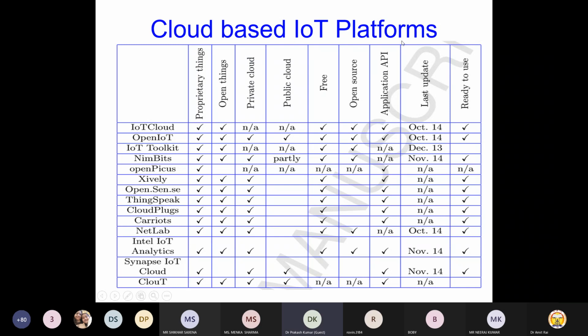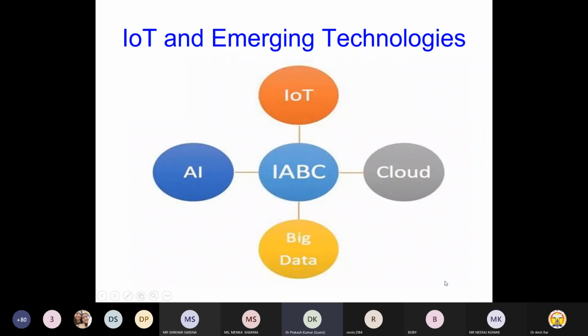Some of the cloud and IoT platforms are IoT Cloud, Open IoT, IoT Toolkit, Nimbits, Open Pickers. They all have their own databases, their own way to store applications, to create virtual machines using virtualization technology, and an online repository of resources and of your applications as images, and so on. Moving on, we shall identify ThingSpeak, NetLab, Intel IoT Analytics, and so on. Which one has what characteristics is mentioned here. So something like this, the trend is going to be in the near future.